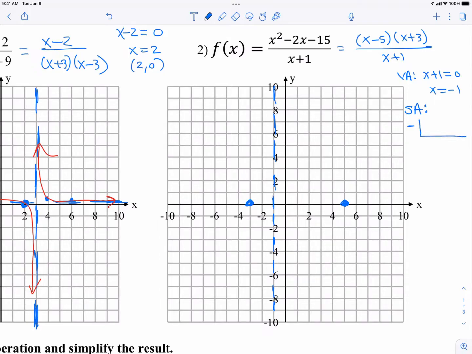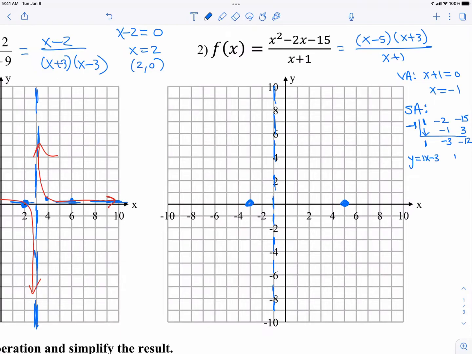So we have -1 on the outside, and then our coefficients are 1, -2, -15. Drop the 1 down. 1 times -1 is -1. Add, you get -3. Multiply, you get 3. And add, you get -12. So our slant asymptote is going to be y equals 1x minus 3.